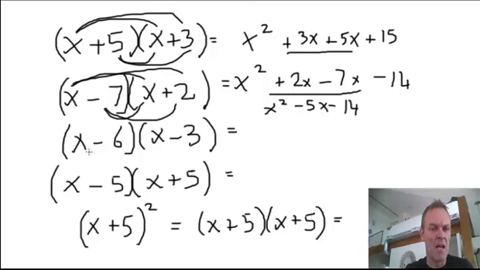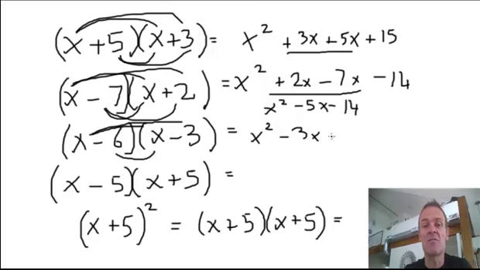How about this one? Same thing. X times x, x squared. X times negative 3, negative 3x. Negative 6 times x, negative 6x. Now careful, last one. What's negative 6 times negative 3? That's positive 18. Okay? Positive 18.